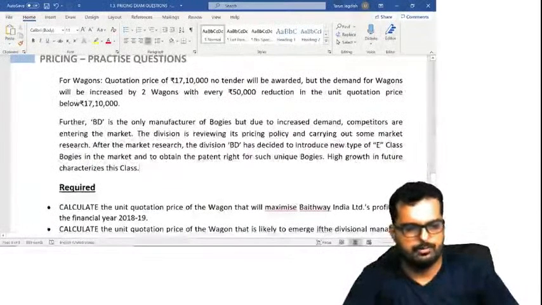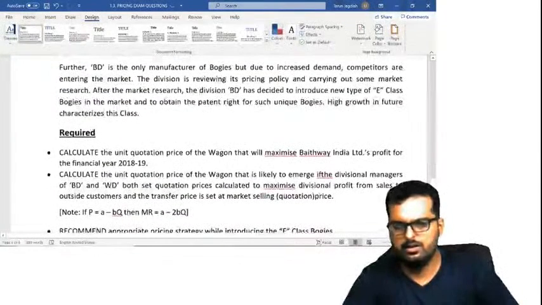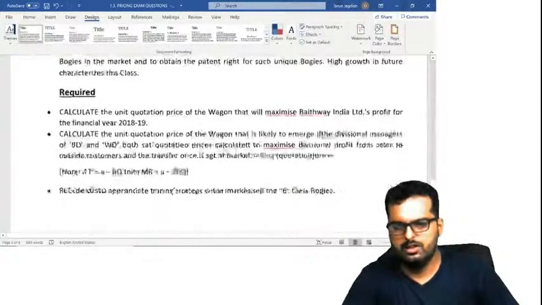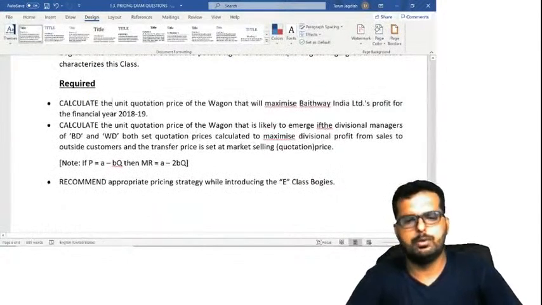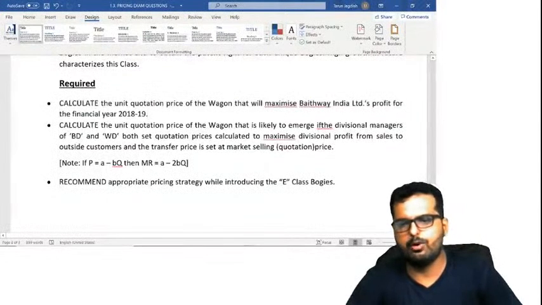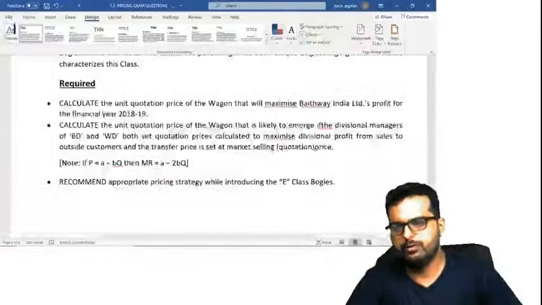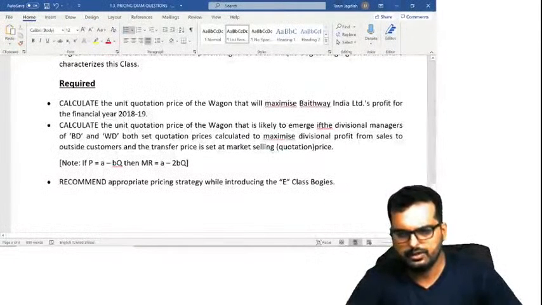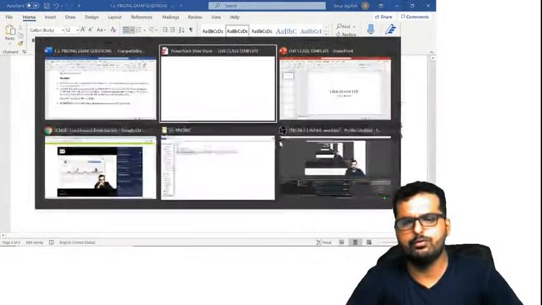Alright friends, everybody is clear so far. Now let's read the requirements one by one. First question they're asking, what is the unit quotation price of wagon that will maximize India's profit for the financial year 2018-19? So they want to know what should be the selling price which will maximize the profit for wagon division.